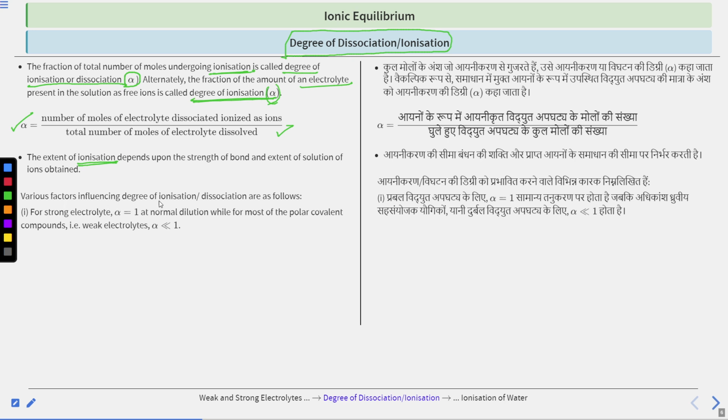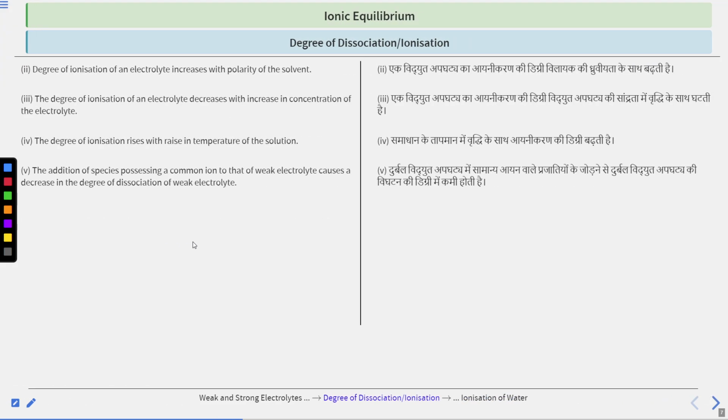Various factors influencing the degree of ionization or dissociation are as follows. So what else influences the degree of ionization or dissociation? First, for a strong electrolyte, alpha is considered as 1 at normal dilution, while for most polar covalent compounds, that is weak electrolytes, alpha is very much less than 1. These are the two things we have to remember: for a strong electrolyte, alpha equals 1; for weak electrolytes, alpha is very much less than 1.